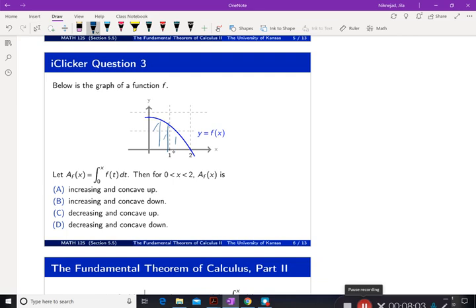That is basically the derivative of the derivative is negative, and therefore the concavity is concave down. So increasing and concave down.